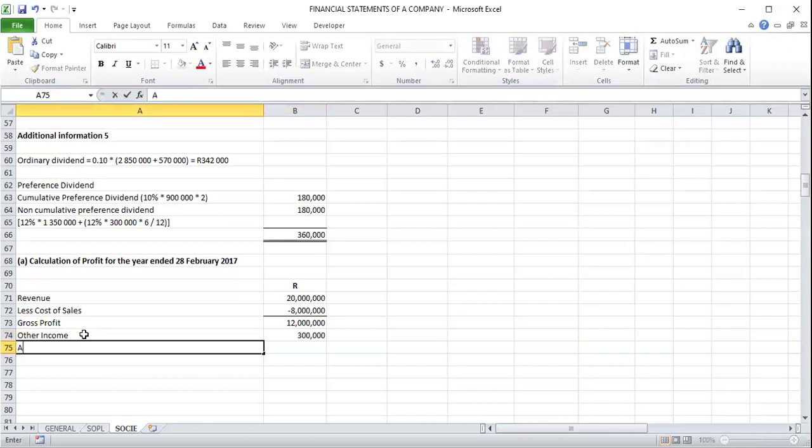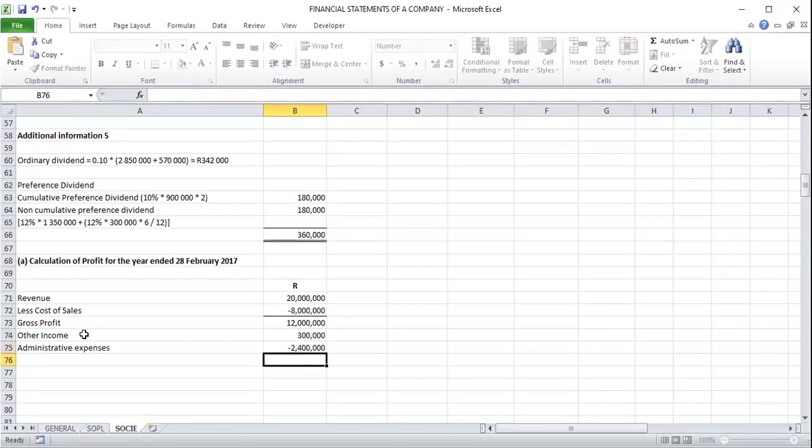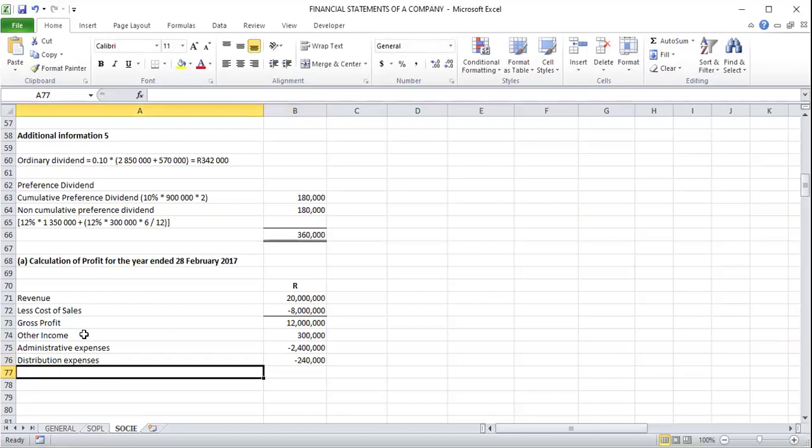Then I will have my administrative expenses. We'll subtract. This is 2.4. Our distribution expenses, $240,000. Right. Then we'll have our other operating expenses.